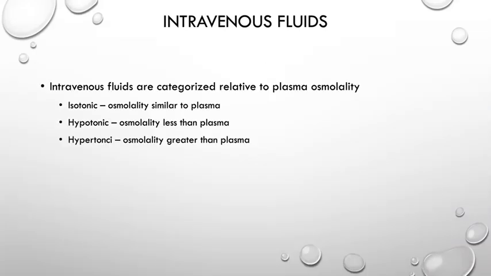Intravenous fluids are categorized relative to plasma osmolality. Isotonic fluids have osmolality similar to plasma. Hypotonic fluids have an osmolality less than plasma. And then hypertonic fluid has an osmolality greater than plasma.